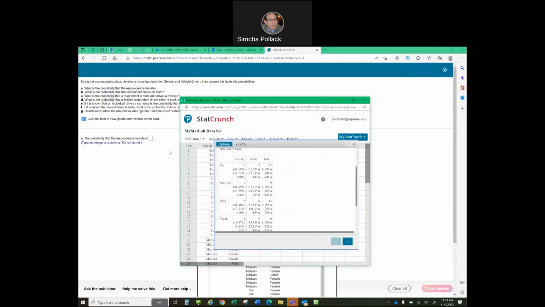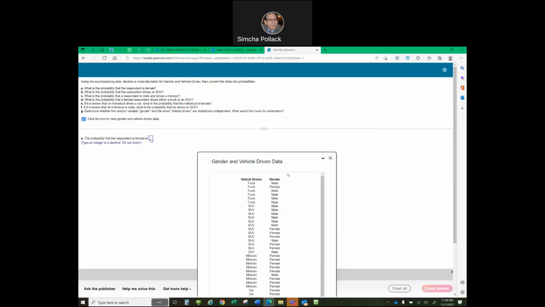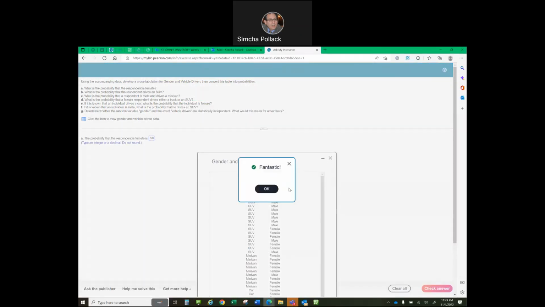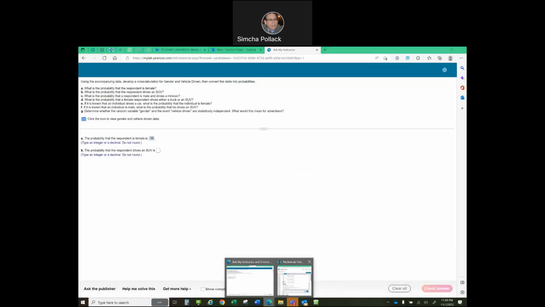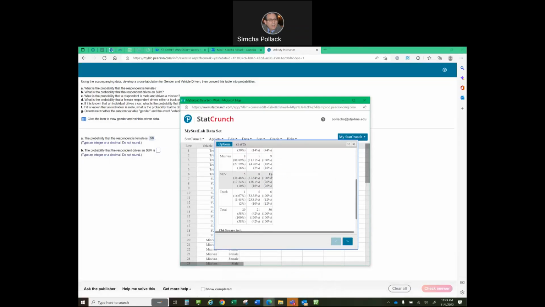And we have here the probability the respondent is female. Well, there are a total of 29 out of 50 females. That's 58%, so I put down 0.58. And check the answer. The probability the respondent drives an SUV. We'll see how many SUVs there are. There are 13 out of 50, or 26% SUVs, 0.26.